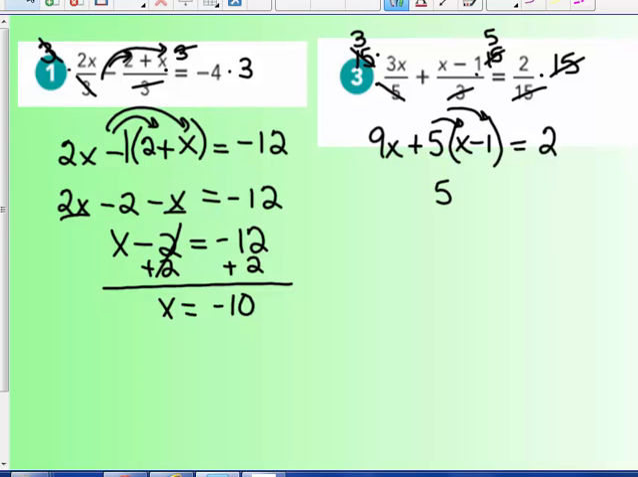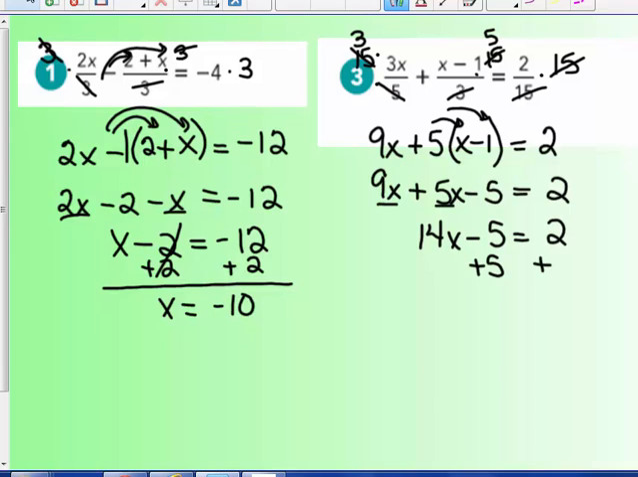5 times x is 5x. 5 times negative 1 is negative 5. Bring down the 9x and the 2. Combining like terms, I have 14x. Negative 5 equals 2. I'm going to add 5 to both sides. Balance, cancel. I get 14x equals 7. Remember, I may be going a little fast for you. Pause me. Catch up. You can pause me at any time. Stop, rewind. Feel free to do that.